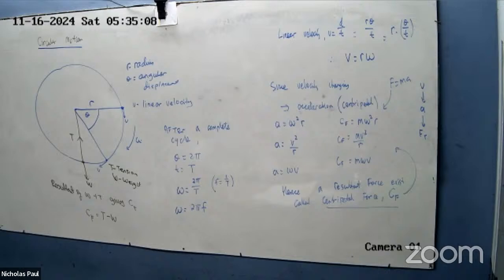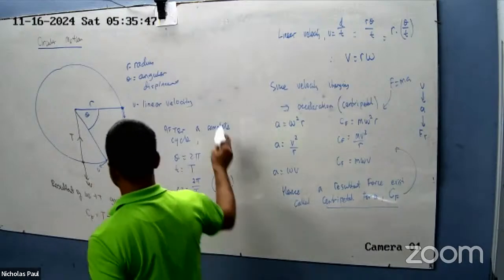Okay, now just one small note underneath this. Note that the centripetal force is the resultant of the forces acting towards the center of the circular path. Any questions online?